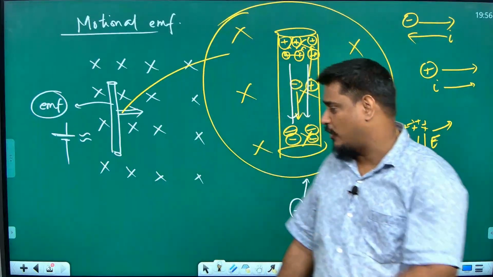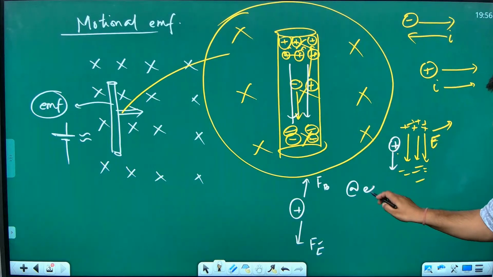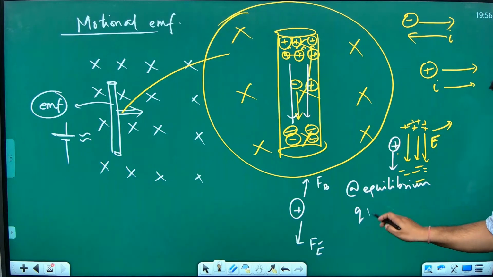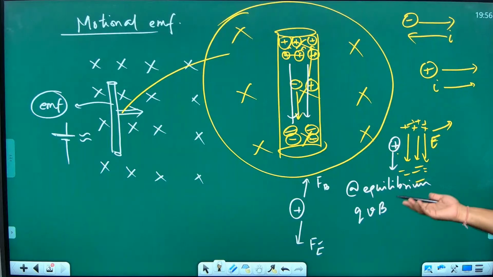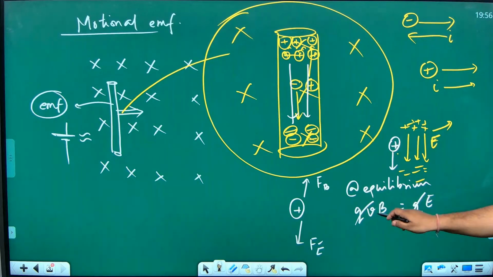And one more thing: mathematically, if I solve it, when does this happen? At equilibrium. So at equilibrium, the magnetic force is equal to the electric force. What is the magnetic force value? QVB sin theta, sin 90 here. What is the electric force? QE. First chapter: Q into E gives force. Q gets cancelled. What are you getting? VB is equal to E. What is electric field? With respect to potential, you know, electric field is equal to electric potential by distance.